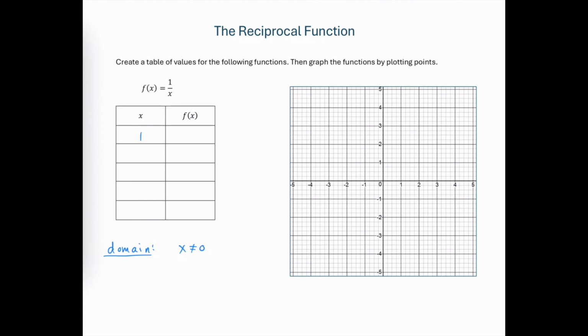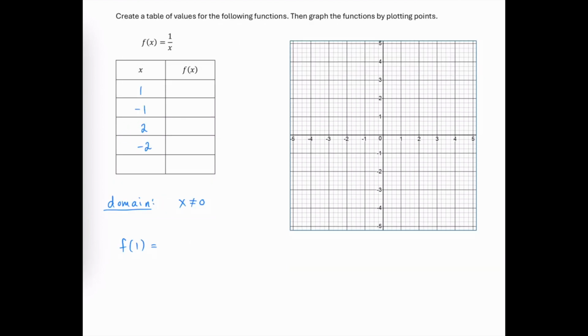So let's plug in x is equal to 1, x is equal to -1, x is equal to 2, x is equal to -2. We'll start by plugging 1 into the function, which is going to be 1 over x, and we plug 1 in for x, and 1 divided by 1 is 1. Let's also plug -1 into the function. Again, 1 over x, and plug -1 in for x, and 1 divided by -1 is -1. Let's go ahead and plot these two ordered pairs that we know must be on the graph of the reciprocal function.